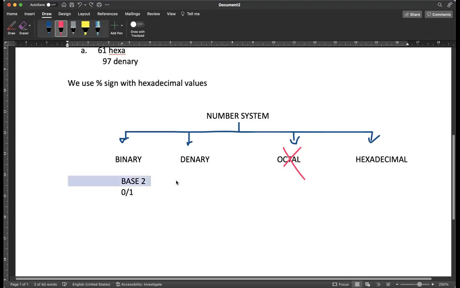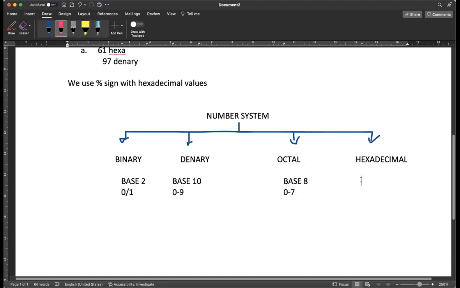Denary is called the base 10 system, and it is composed of the numbers 0 till 9. If you count 0 till 9, they become 10. Okay, octal, I'll tell you for knowledge. Octal is called base 8, and in octal we have the numbers 0 till 7. I'm just teaching you the basics. You must know that. It's not a bad thing.